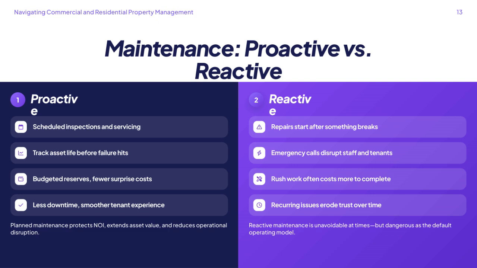On the other hand, reactive maintenance kicks in only after something breaks. This often leads to emergency calls that disrupt staff and inconvenience tenants. Additionally, rushing to fix urgent problems tends to be more expensive and can cause recurring issues that damage trust over time. While some reactive maintenance is unavoidable, relying on it as the default strategy is risky and inefficient. In summary, prioritizing proactive maintenance is key to maintaining property value, controlling costs, and ensuring a positive experience for everyone involved.